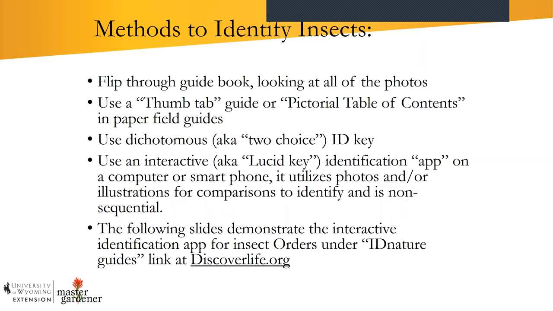Now, the guidebooks are certainly good, and I use them a lot myself. Many of them have a thumb tab or pictorial table of contents that can be useful. The dichotomous two-choice keys are useful, and a lot of the advanced scientific keys are done by that method. They are problematic in that if you run into something that stumps you, then you're done. You can't skip on ahead. The superiority of the Lucid key that I'm going to demonstrate is that if you can't see a feature it asks about, you just skip it and go on to identify other diagnostic characters that you can see.